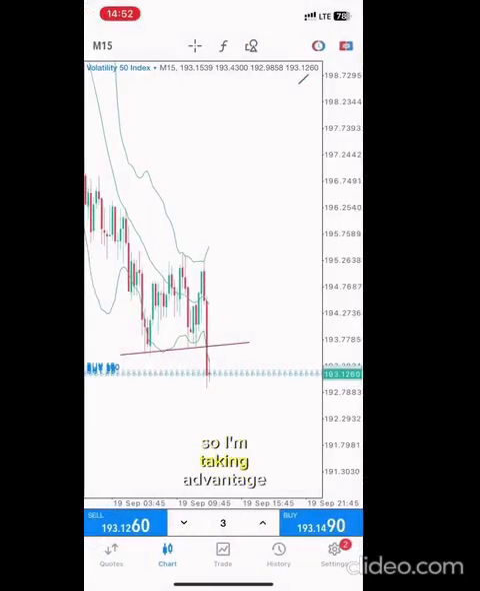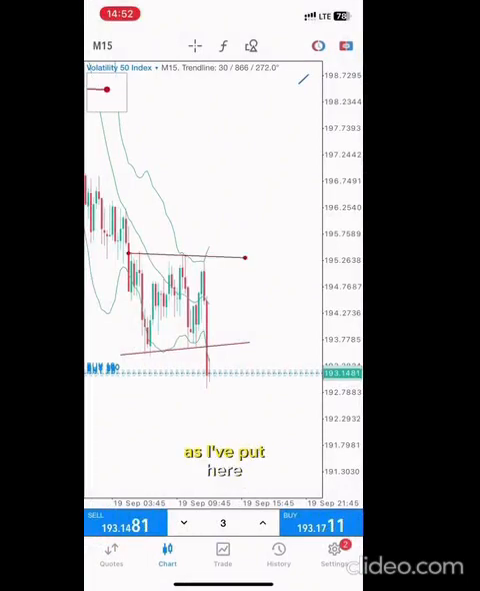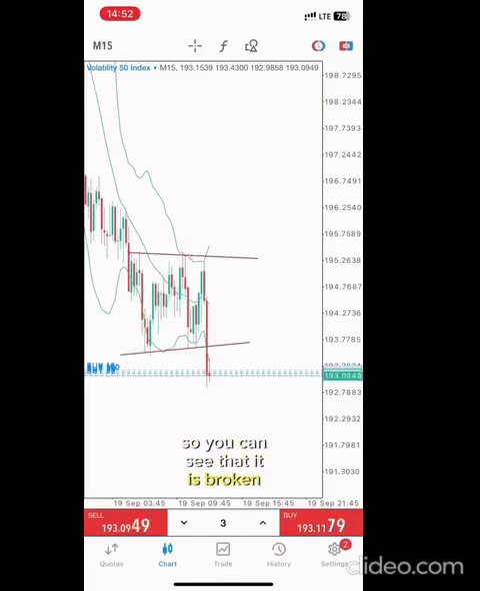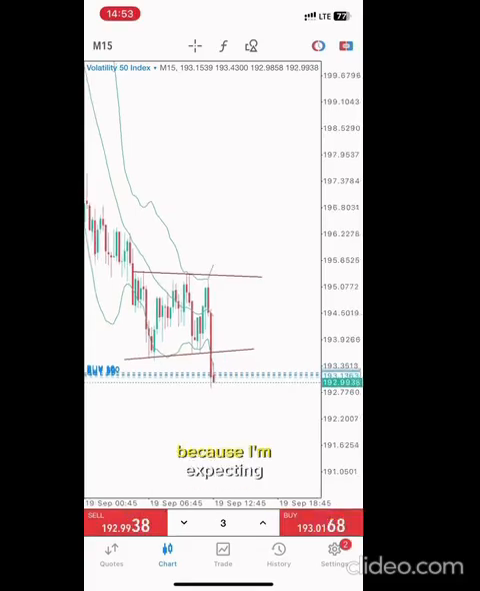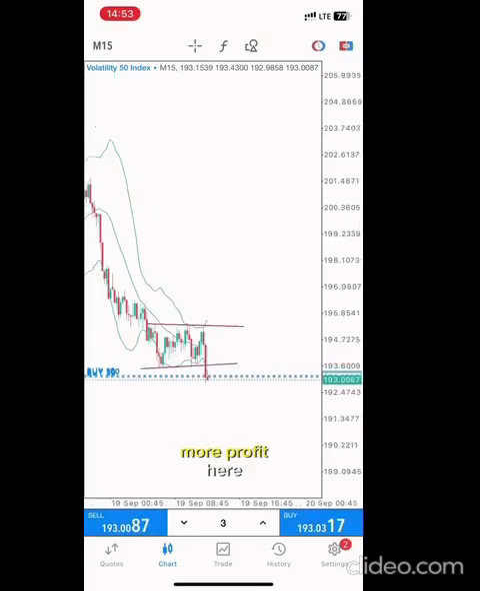So I'm taking advantage of that retest as I've bought here. You can see that it has broken this trend line. So now I will go full margin and enter with more position size because I'm expecting more profit here.